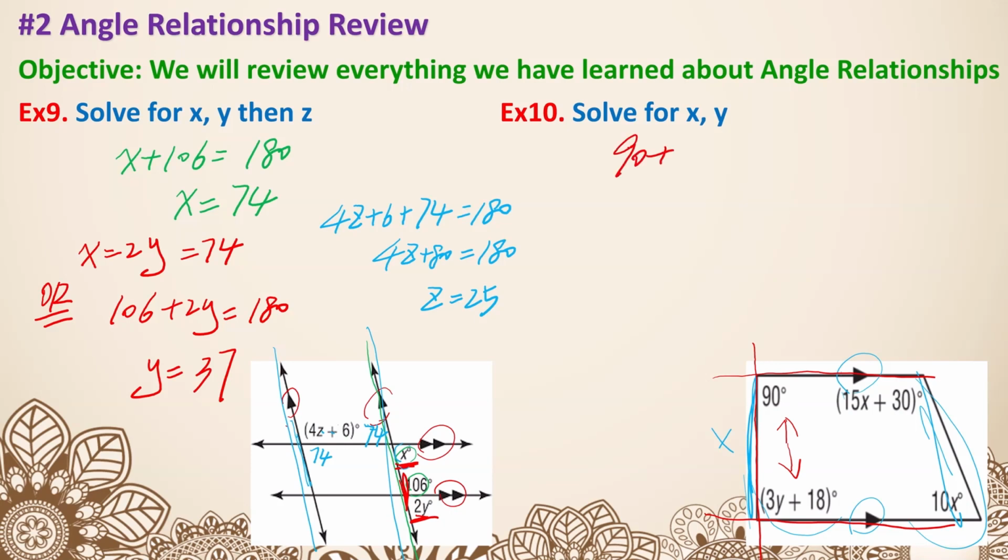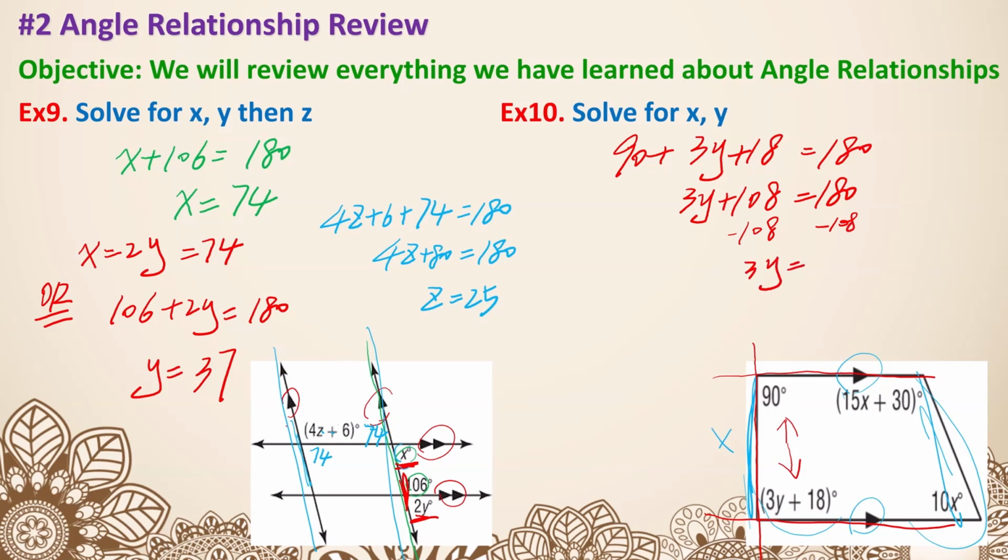These two angles are going to be same side interior angles. So 90 plus 3y plus 18 is going to equal 180. Let's combine like terms. 3y plus 108 equals 180. Subtract it over, 3y is going to be 72. So y is 24.